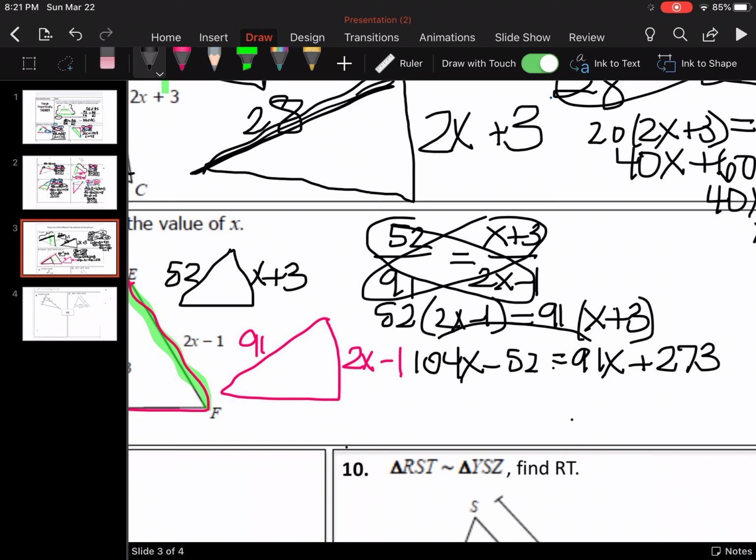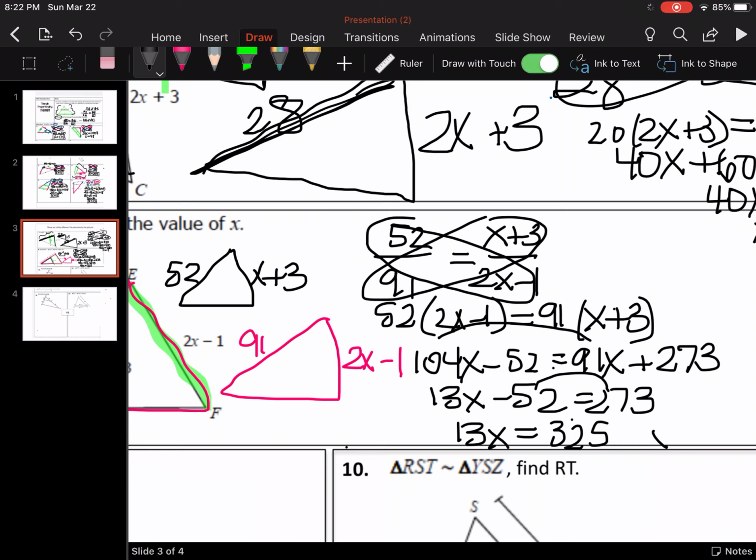So when I do that, I get 13x minus 52 is equal to 273. I'm going to add the 52 to the 273. So I get 13x equals 325. Divide by 13. Final answer, x is 25.